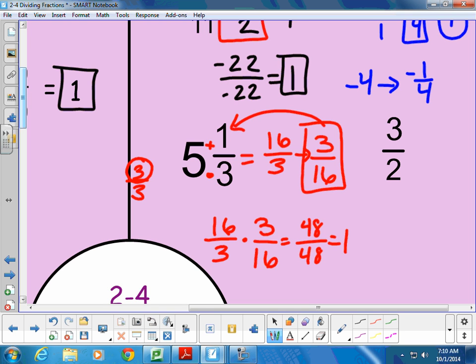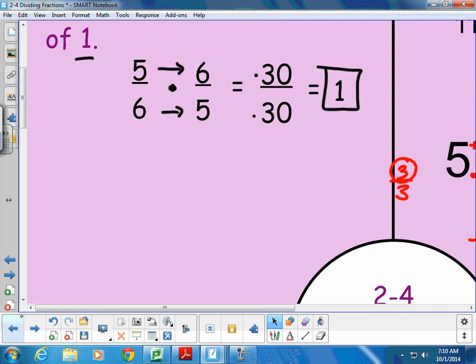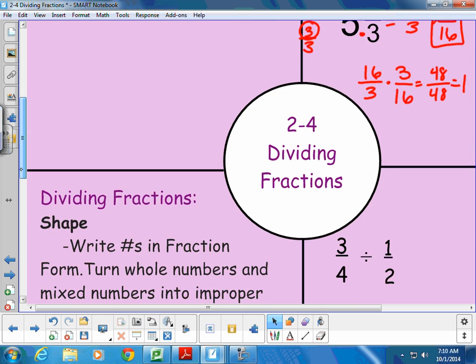Same thing, 3/2. You can try it on your own. See if you can get the right thing. But if I flipped it to 2/3, I'd end up with a product of 1. So this is my reciprocal for 3/2. Okay, so we kind of need to know that reciprocal and that multiplicative inverse before we can move on to the rules to divide fractions.